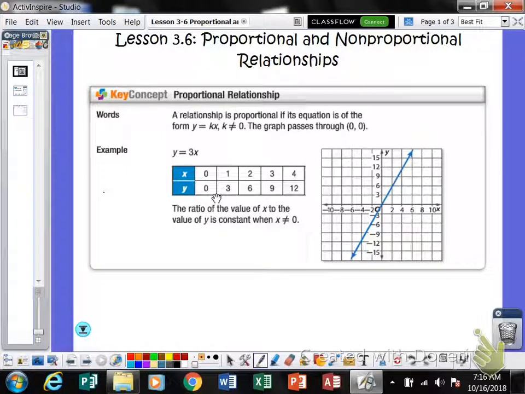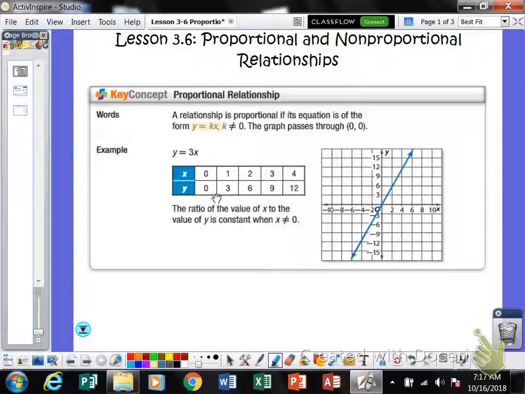In lesson 3.6, we're going to talk about proportional and non-proportional relationships. Basically, a relationship is proportional if its equation is of the form y equals kx, which we've already talked about as a direct variation equation. K cannot equal 0, and the graph passes through 0, 0. So that's basically your direct variation. That's how we know if it is proportional or non-proportional.